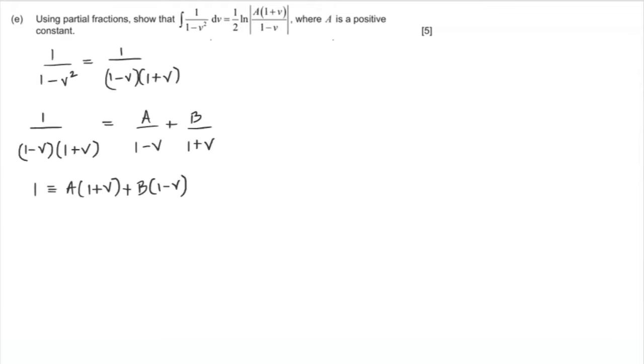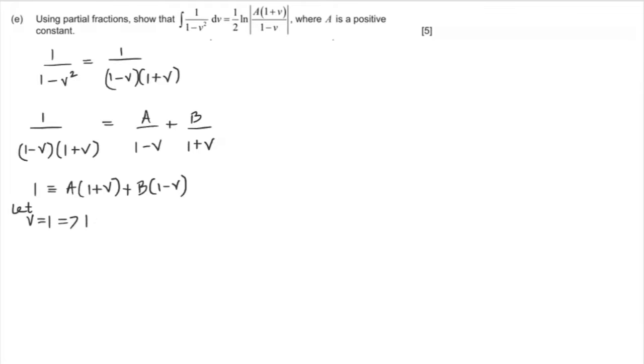And you can put an identity symbol over here. It's not necessary, but it just shows that this is an identity equation, which is true for any value of the unknown, which is v in this case. So I can assign values to v to get my unknowns a and b. A good value should be v equals 1. Let v equal 1.